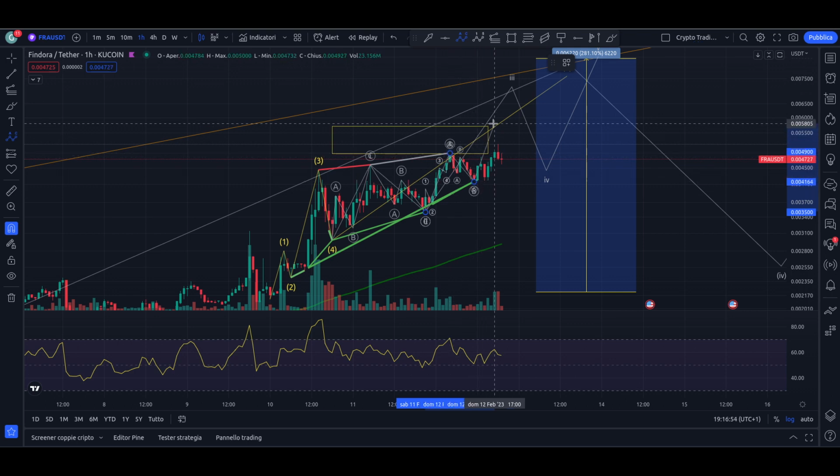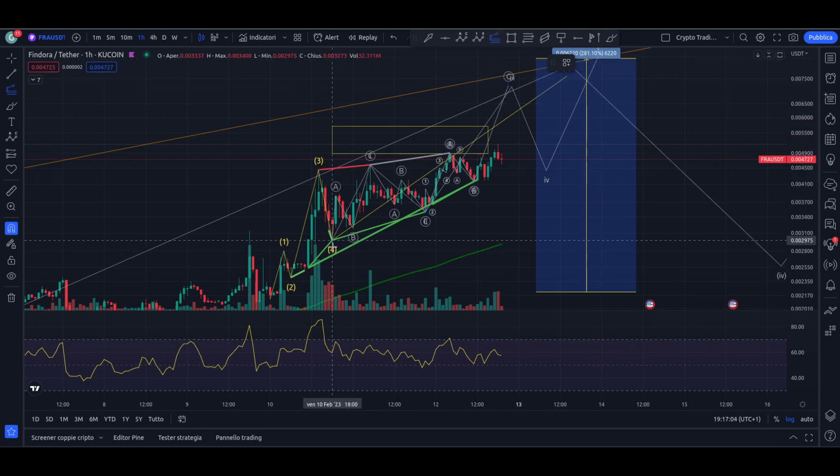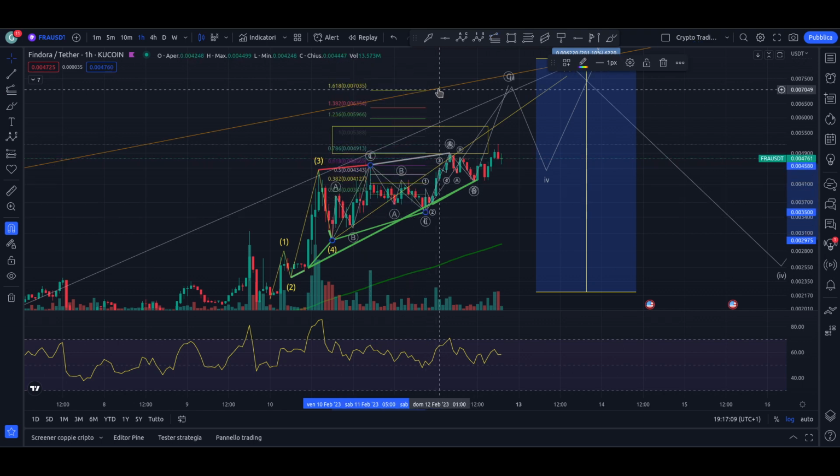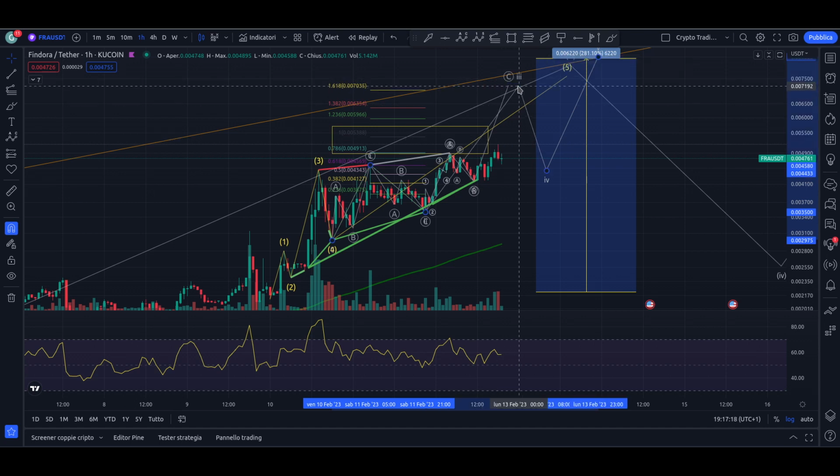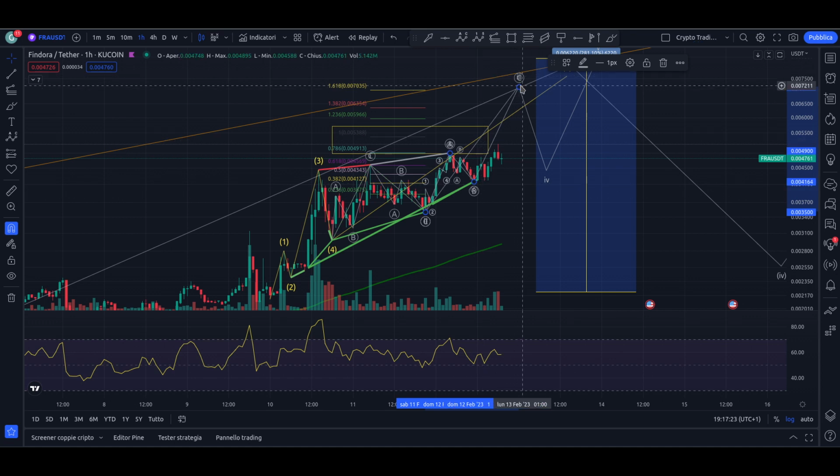If all of this is playing out, we are on the third wave that has to fulfill the requirements, which means, as usual, that the third wave has to be at least 1.618 of the first wave. So in order to have a valid third wave, we have to reach this level. So now we have to monitor if everything is working correctly.